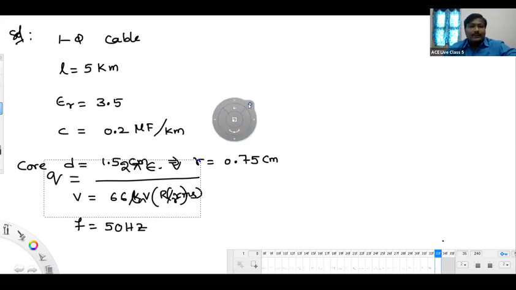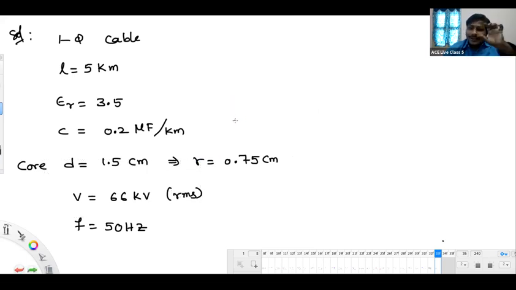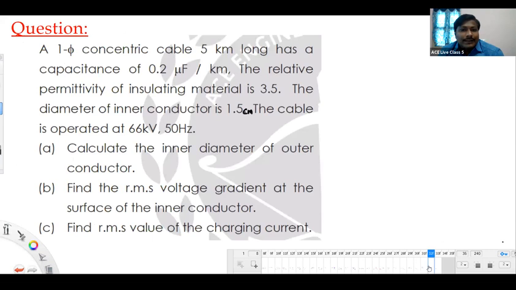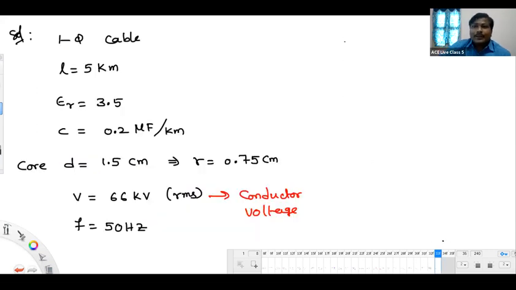Whatever conductor we have, that conductor itself is operating at 66 kV. It's a conductor voltage, you can write. Now, next. Inner diameter of outer conductor we have to calculate, means we have to calculate the value of capital D. That's the first term.